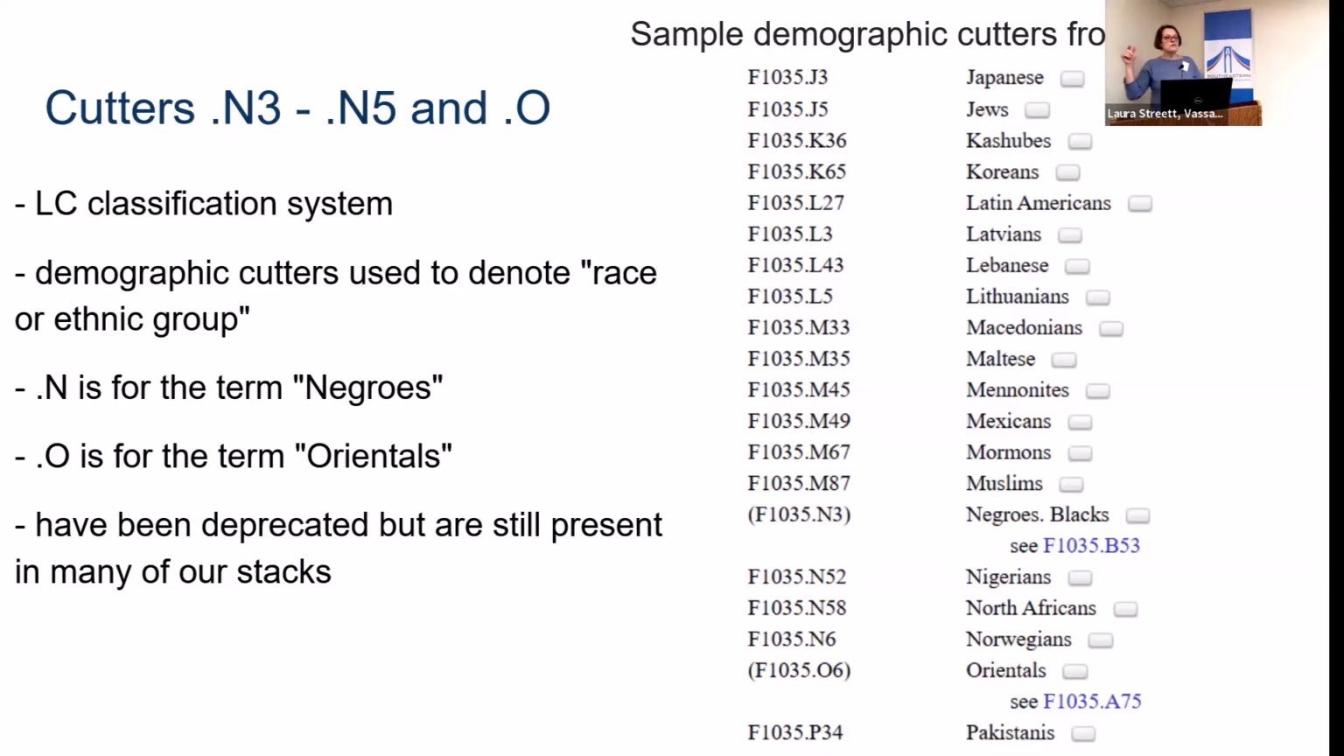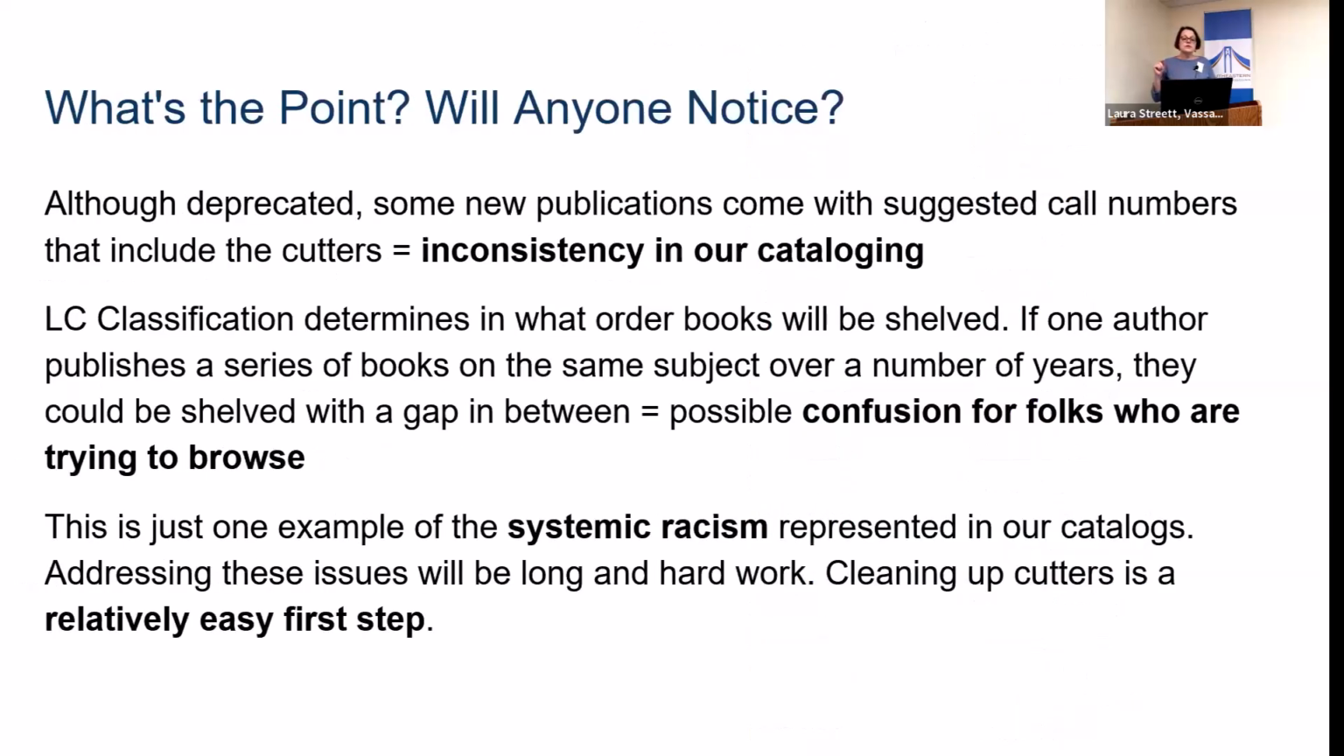.N3 through .N5, the N meant Negro. We don't use that term anymore, right? Saying it out loud right now. And then the O is for Oriental. These are terms that we would never use in our subject headings, but they are represented in our classification system.